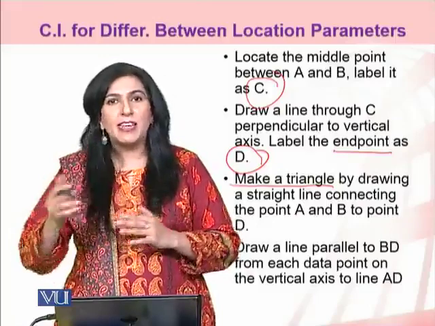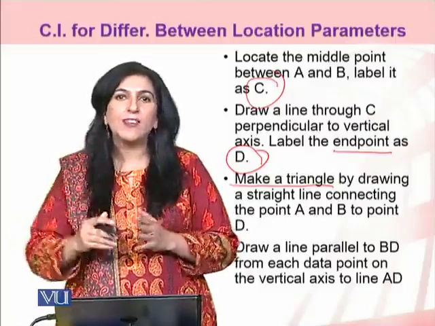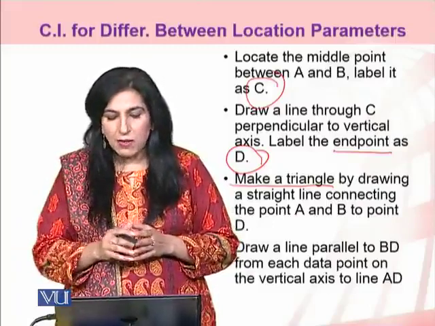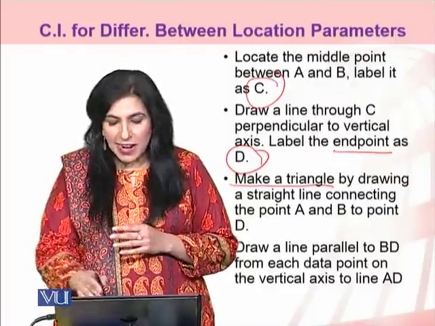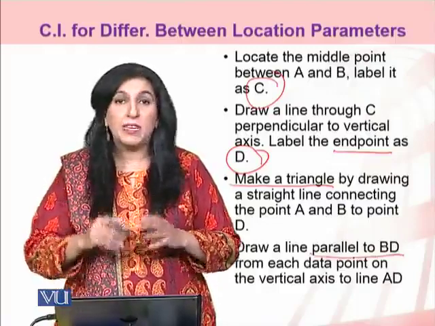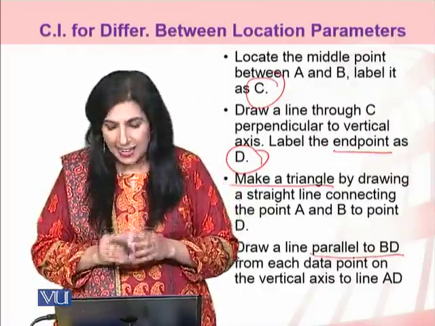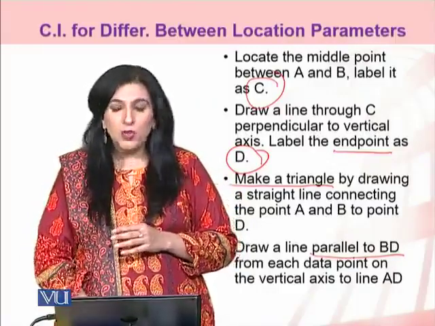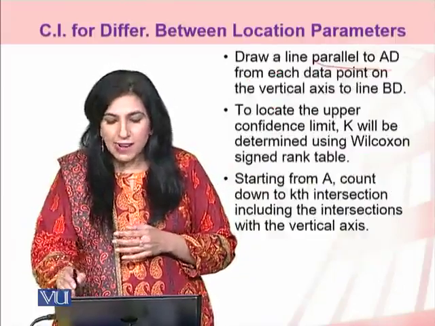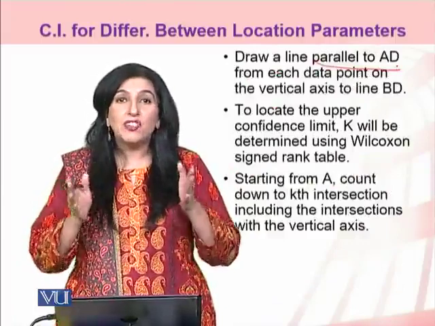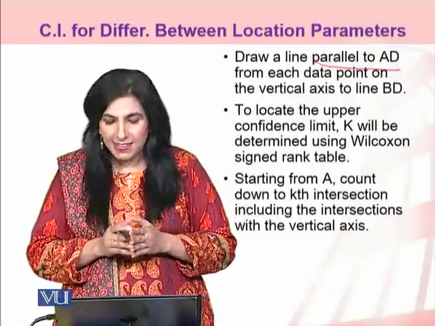So if you draw a line from B to D and from A to D, a triangle will be constructed. Once you are done with that, you draw a line parallel to BD from each difference you have marked on the vertical axis, and similarly you will draw all possible lines parallel to AD from each difference that you have pointed out along your vertical axis.